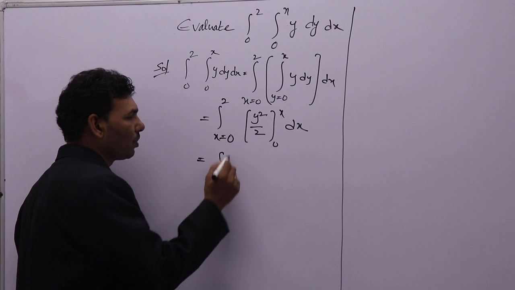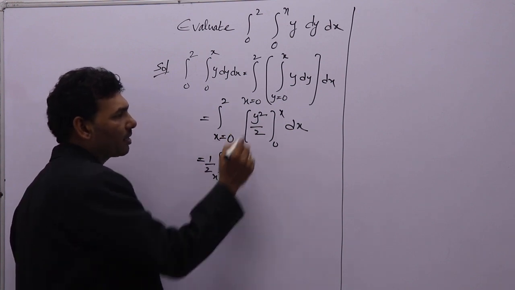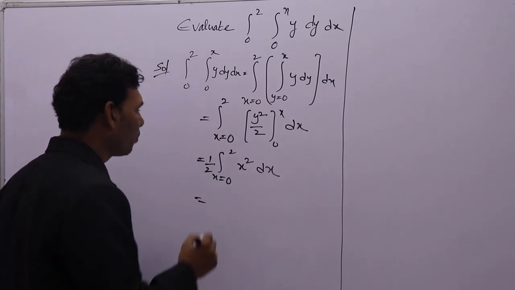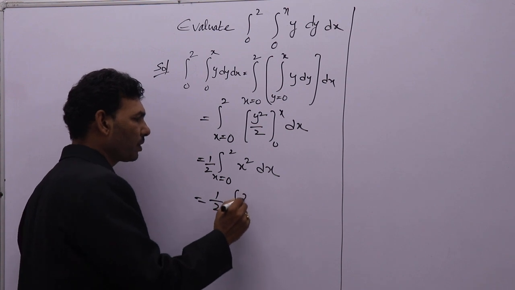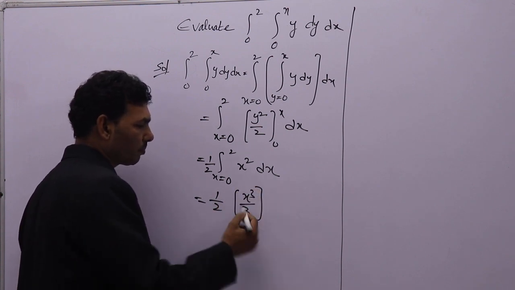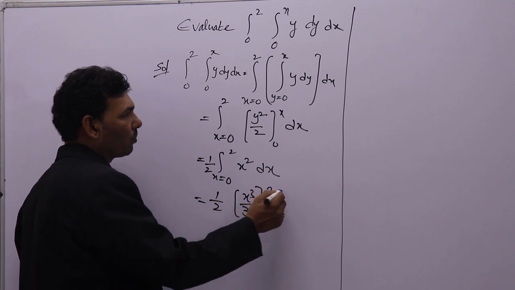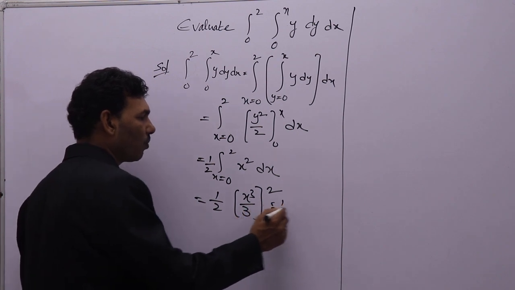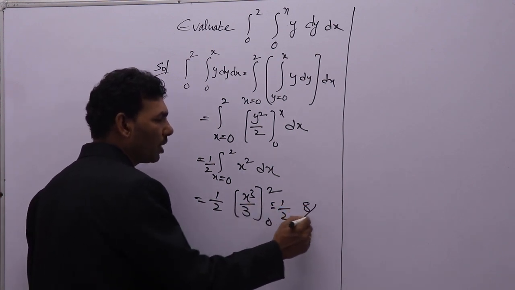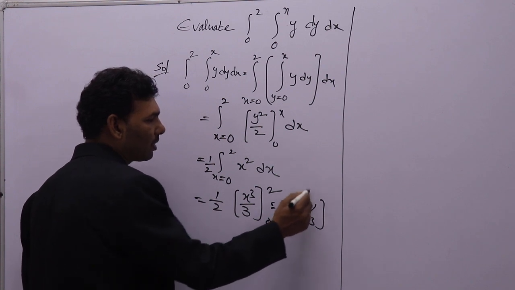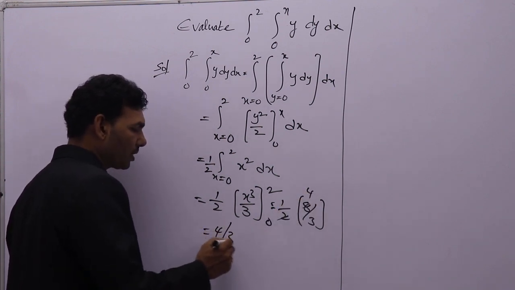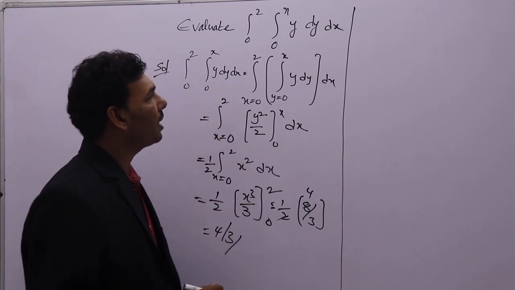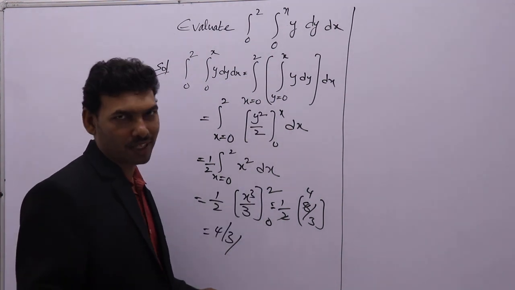Now write x in the place of y. X equal to 0 to 2. I am taking that 1 by 2 as constant, x square dx. What is integral x square? X cube by 3. 1 by 2 into x cube by 3, limits 0 to 2. Now write 2 in the place of x. 1 by 2 into 2 cube, 8 by 3. So cancel. Answer is 4 by 3. Like that one can easily evaluate this double integral whenever y limits are in terms of x.